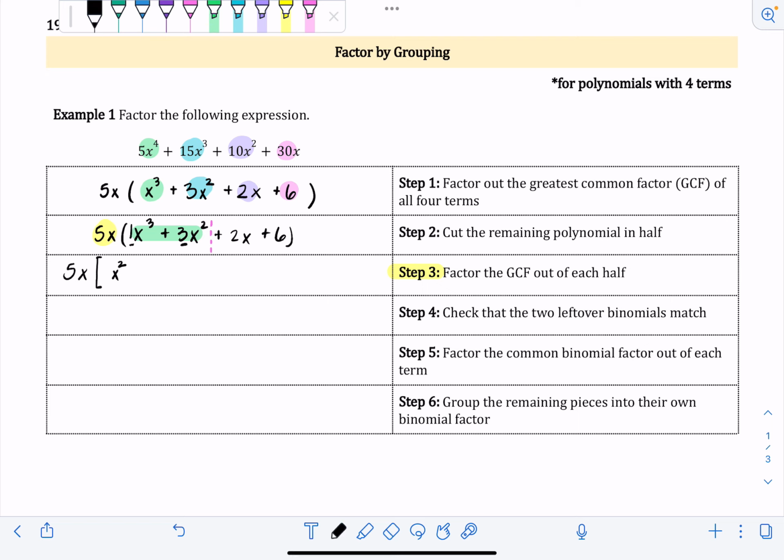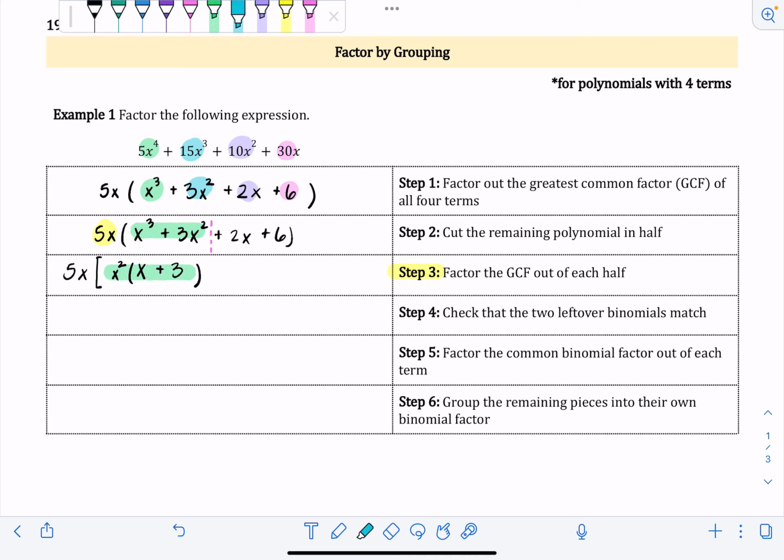Now, if I factor the GCF out, I have to leave what's left over inside the parentheses. So x cubed divided by x squared becomes x to the first power. And then 3x squared divided by 1x squared, 3 divided by 1 is 3, and then x squared divided by x squared cancels out. Okay, so that's the first part of step 3. What we just did is we factored the GCF out of this half right here.